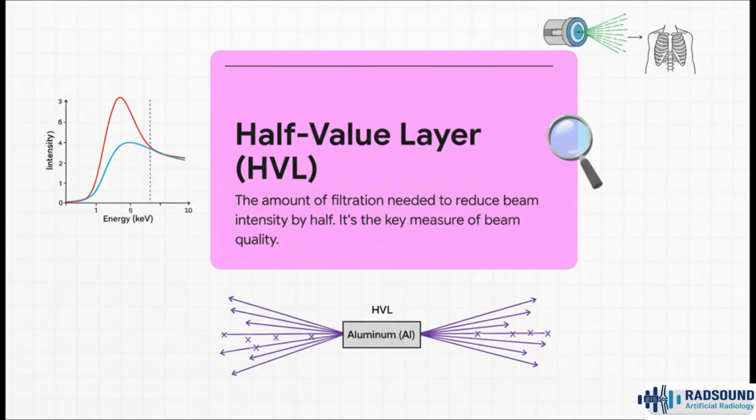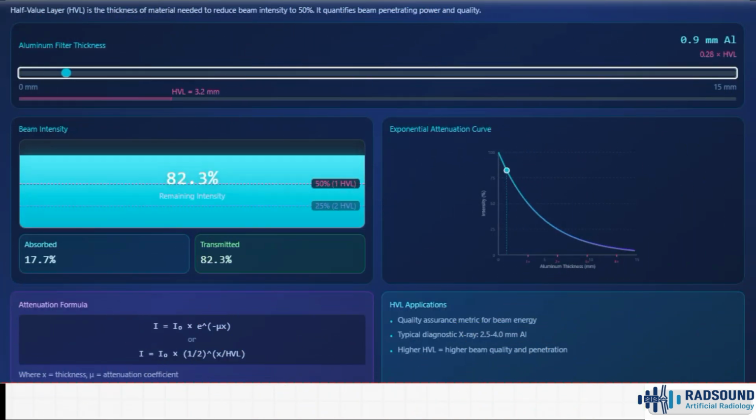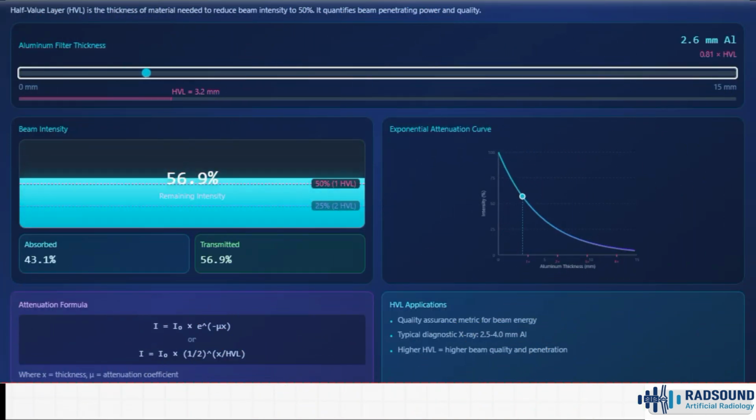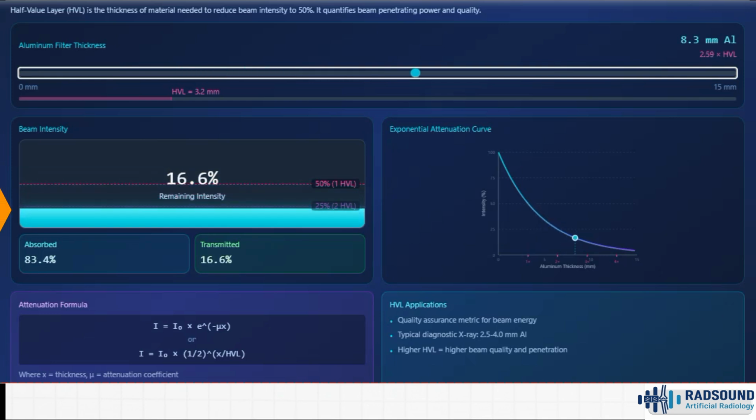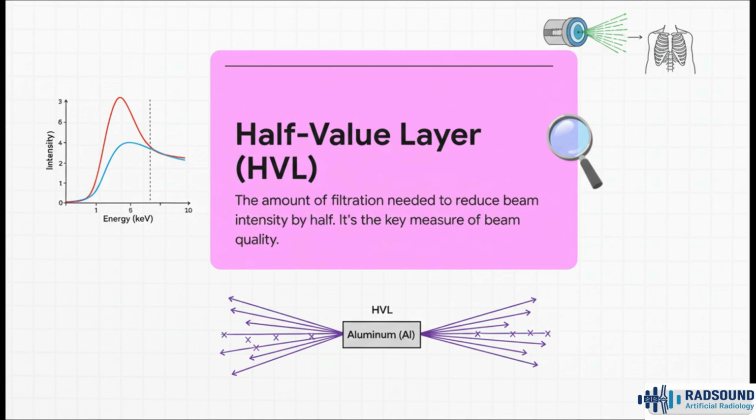And how do we measure this hardness, or the quality of our beam? We use something called the half-value layer, or HVL. It's pretty simple. It's just the thickness of aluminum it takes to cut the beam's intensity by exactly half. A higher HVL tells you that you have a more penetrating, higher quality, and ultimately safer X-ray beam.